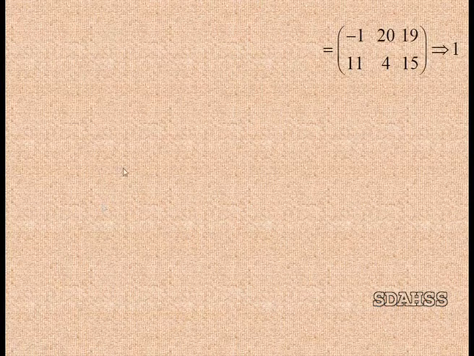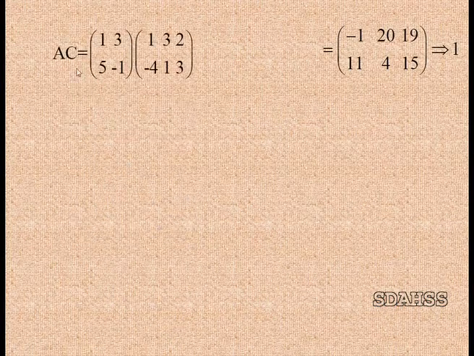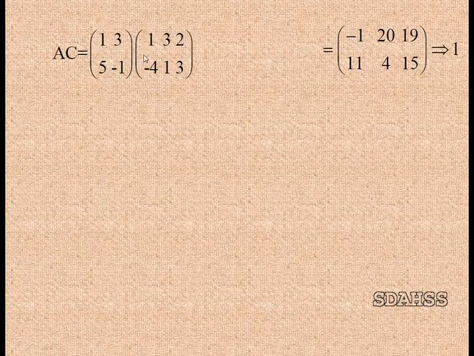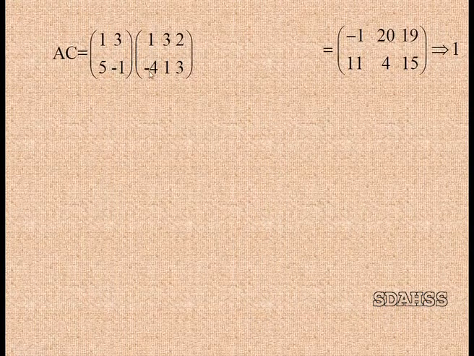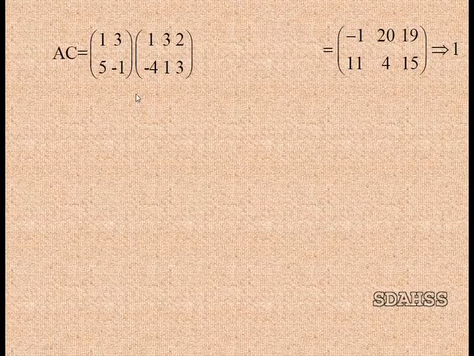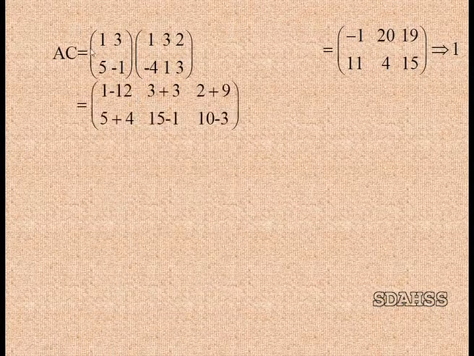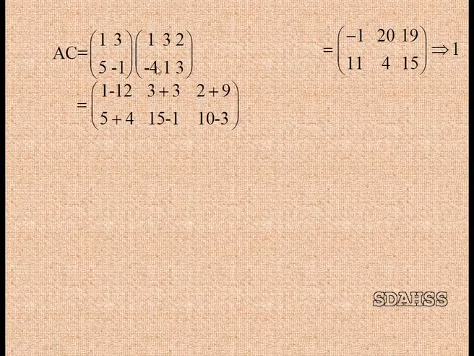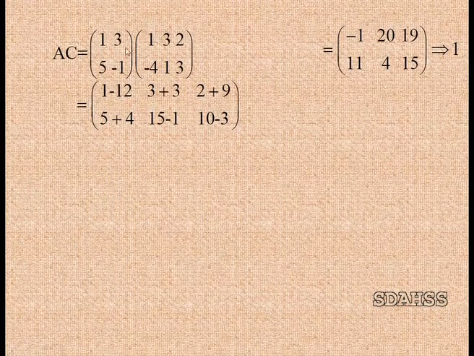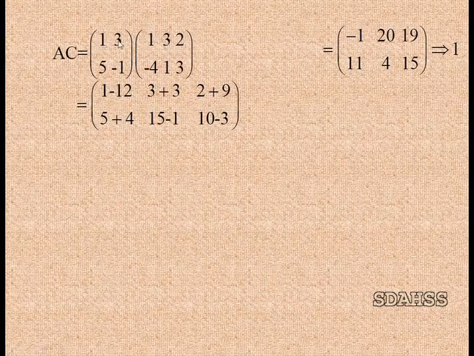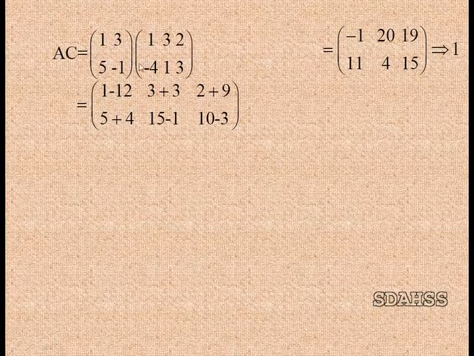Then find AC. Here A matrix is 1 3 5 minus 3. C matrix is 1 3 2 minus 4 1 3. Find the product. Multiply the first row and first column. Then you have 1 into 2, 1 into 1, 1, 3 4s are 12, minus 12.